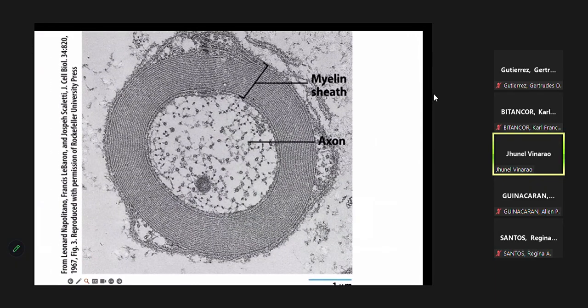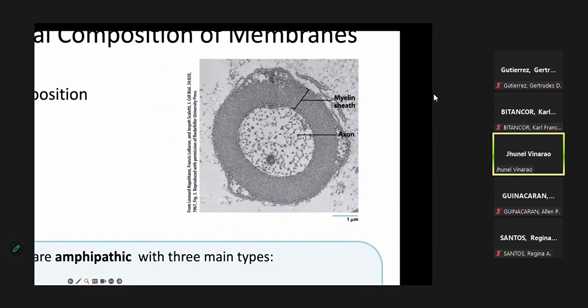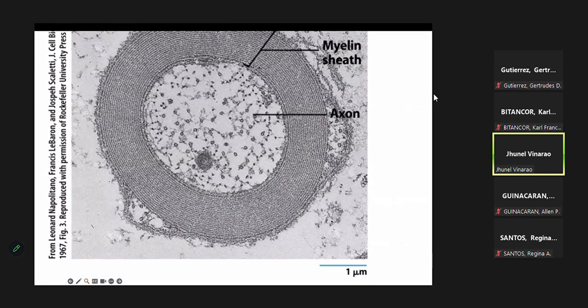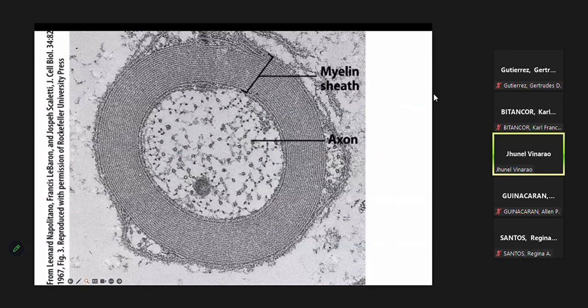This is a stack of membrane. This is the cross section of a neuron. This is the myelin sheath, and this is an axon. As you know, the myelin sheath serves as an insulator so that information jumps faster. That is the importance of the myelin sheath. It serves as an insulator for faster transmission of information. And we can see its structure via electron microscopy.